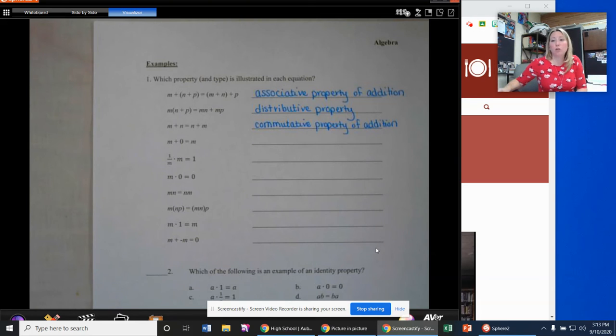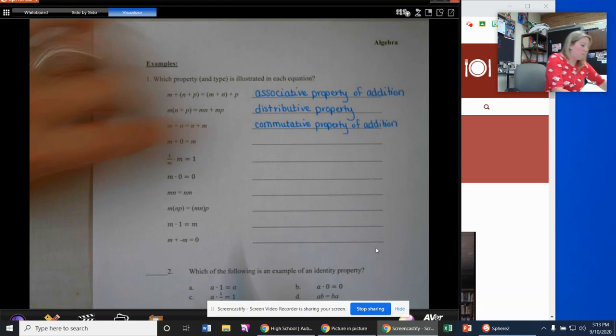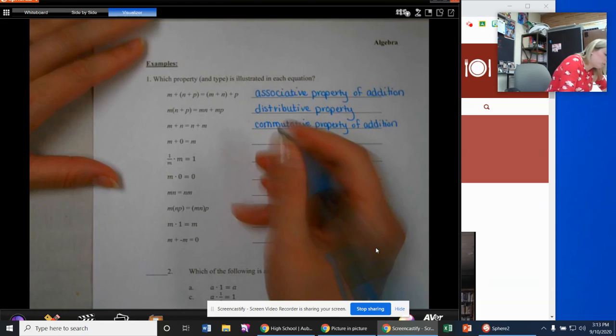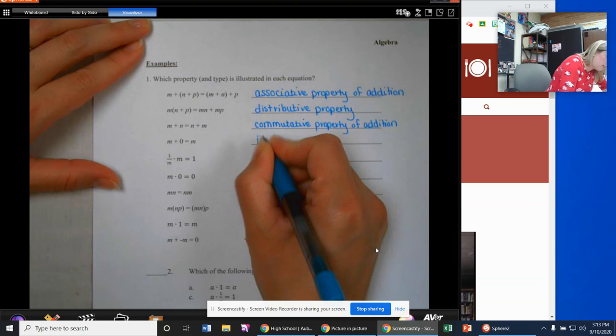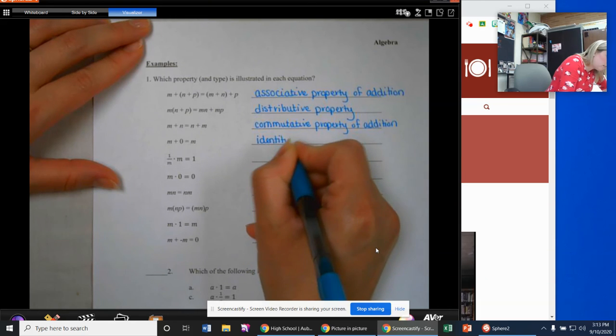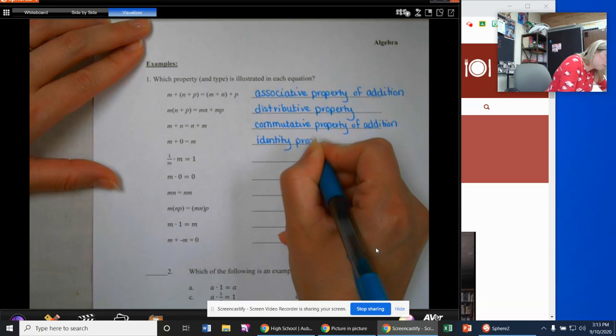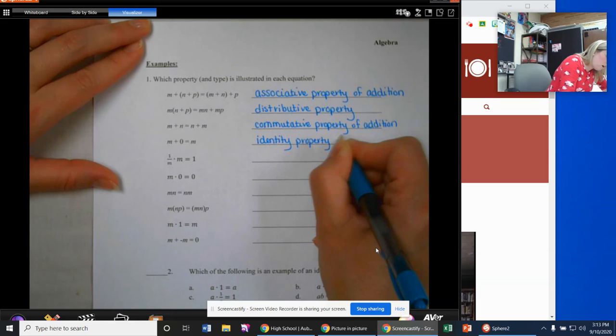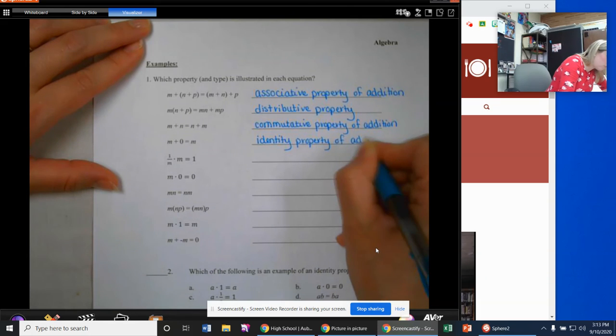m plus 0 equals m. So I'm actually adding, but not changing an identity. m's identity didn't change, right? So this is the identity property of addition.